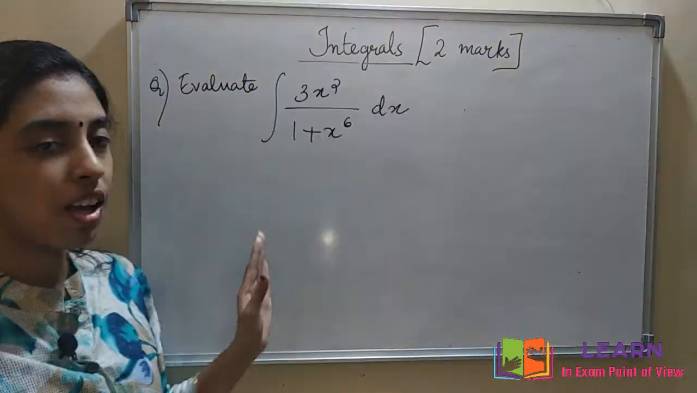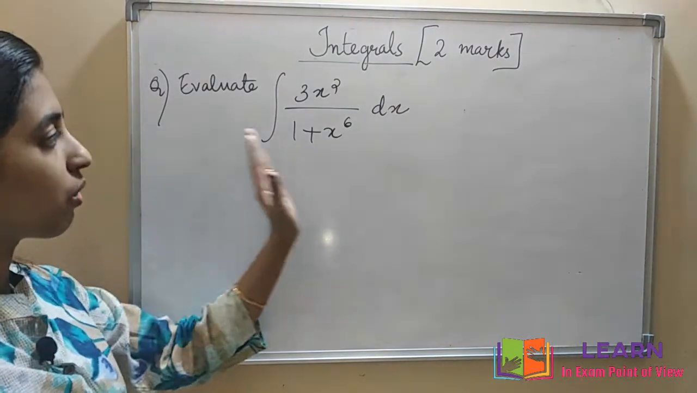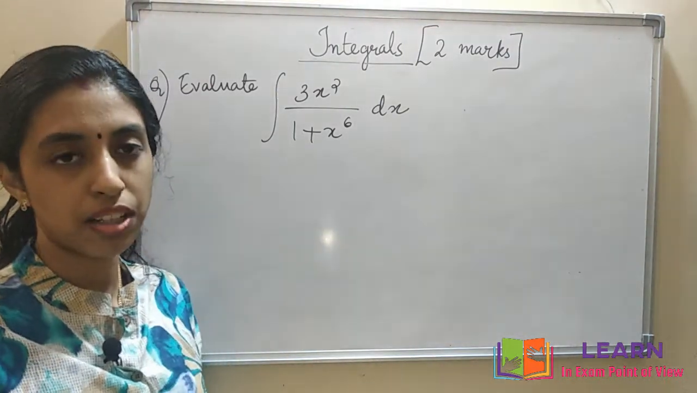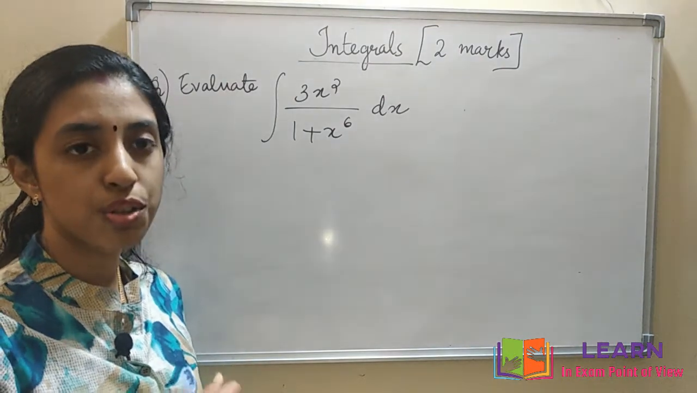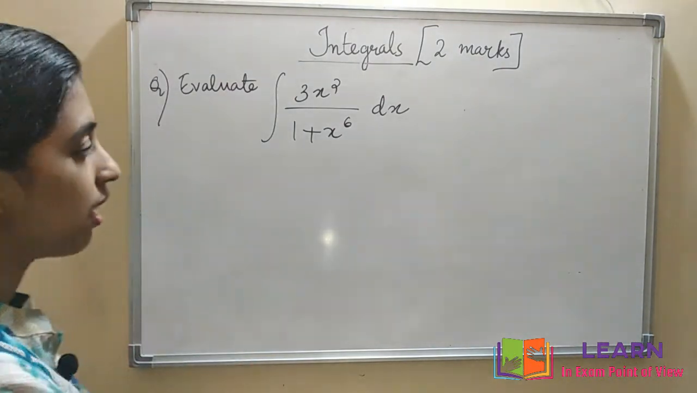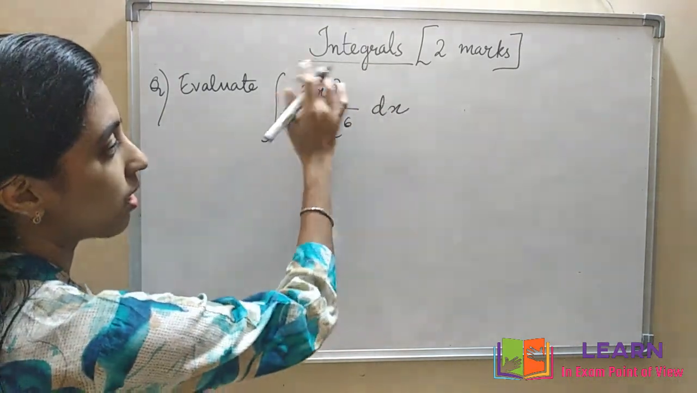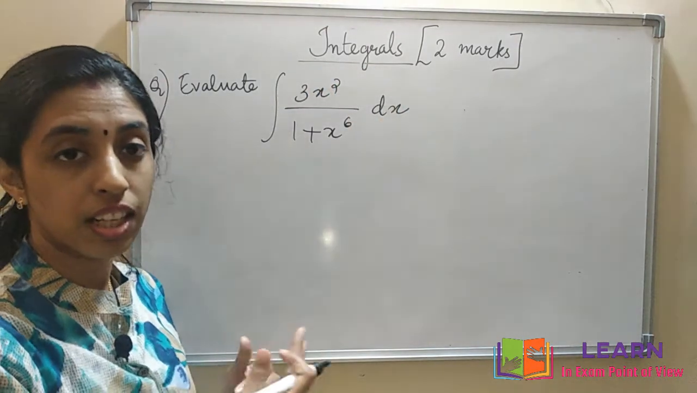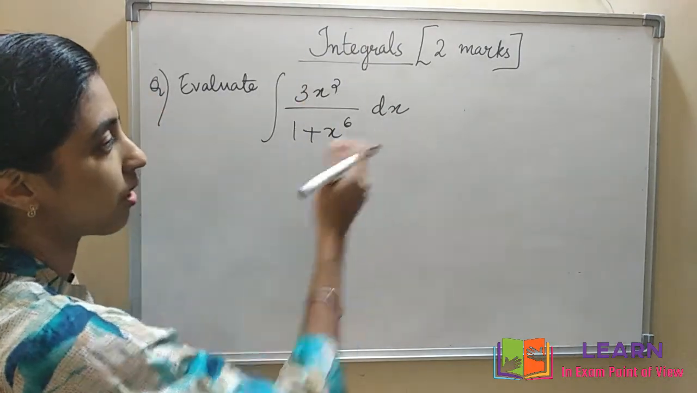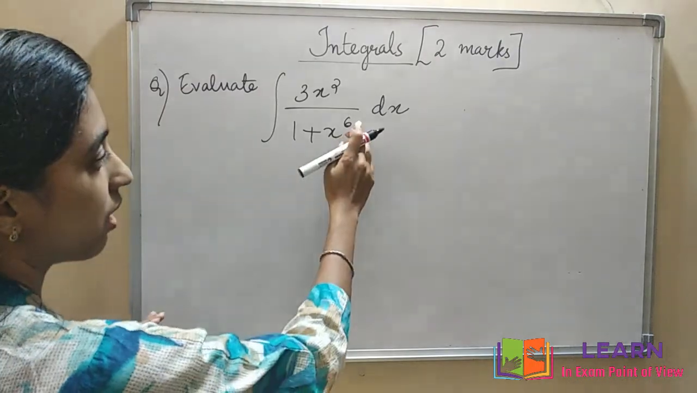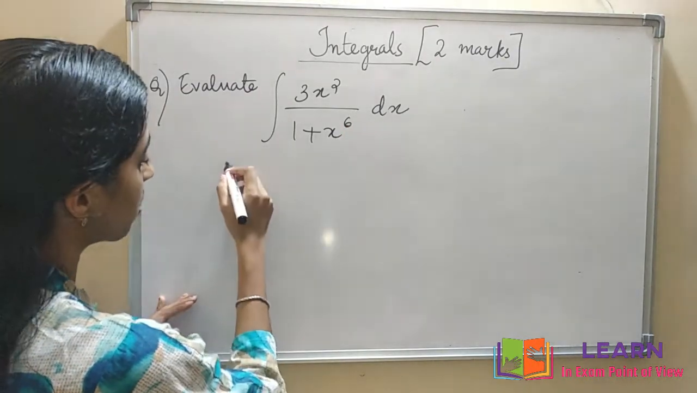Okay, so the next question is we have to evaluate this integral. Same model, t substitution, but for which term are we going to substitute that t? On differentiating the t, you should get the numerator part, that is 3x square. So for that, we have to change the denominator, how?